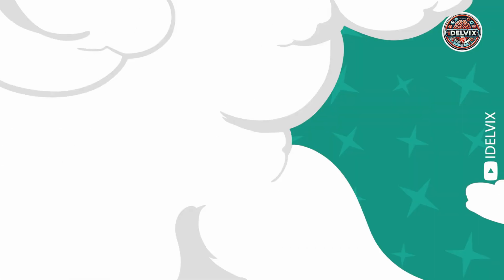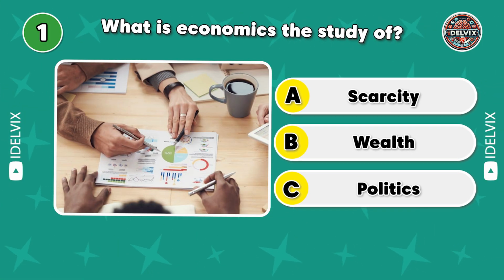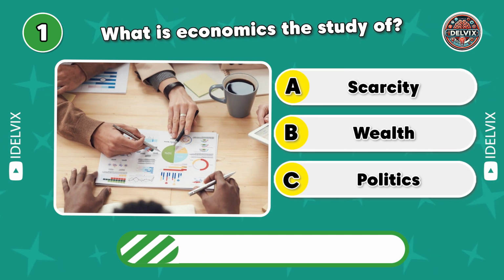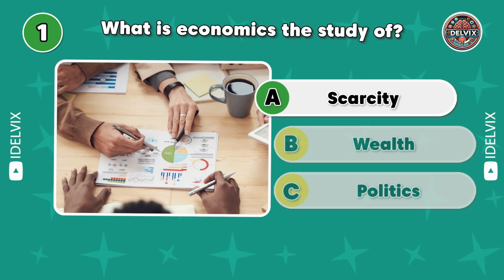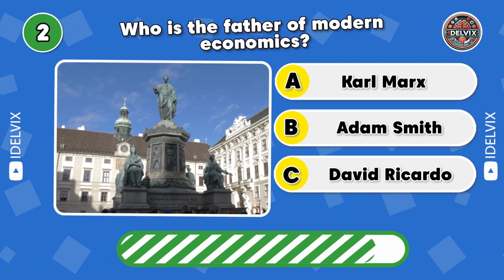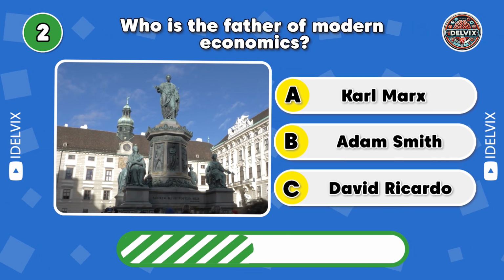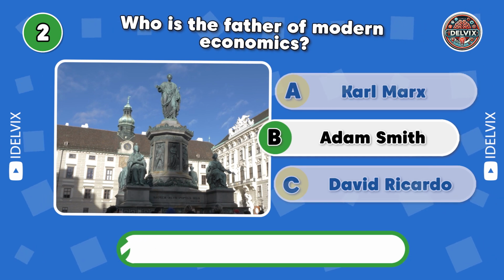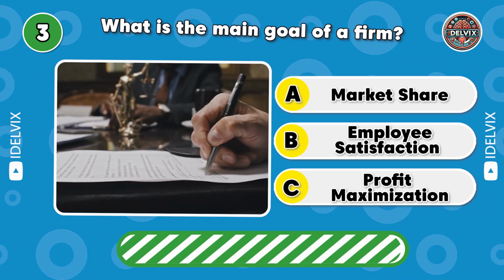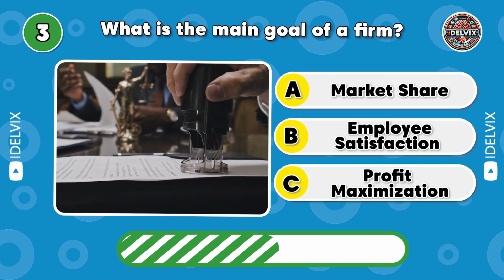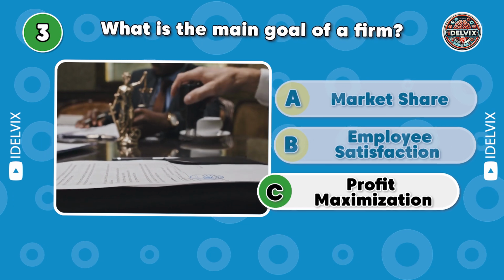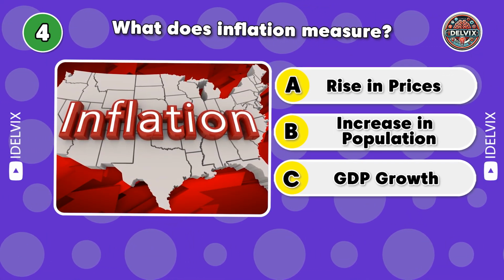Let's get started. 1. What is economics the study of? Answer: scarcity. 2. Who is the father of modern economics? Answer: Adam Smith. 3. What is the main goal of a firm? Answer: profit maximization.